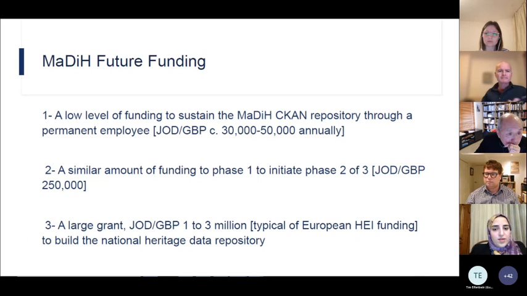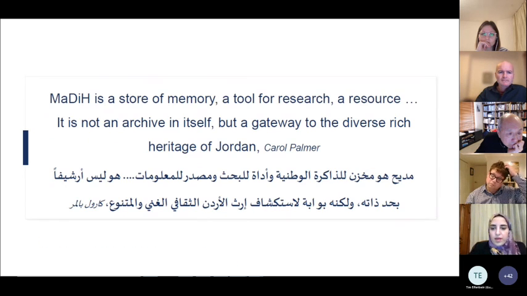The future funding can range from a very low level of funding to sustain what we have done for now, to a second option of a similar amount of funding to phase 1 to initiate phase 2, which is 250,000 Jordanian dinars or pounds. And we can have a large grant, maybe European funding, to build the National Heritage Data Repository. So we are flexible in all directions, through the development or even through the funding.